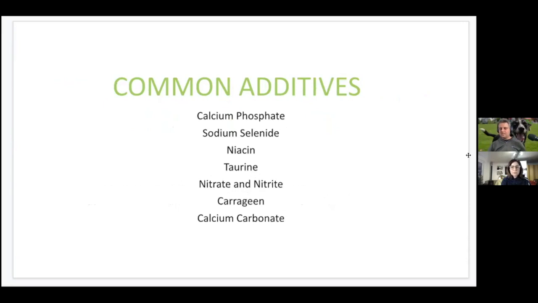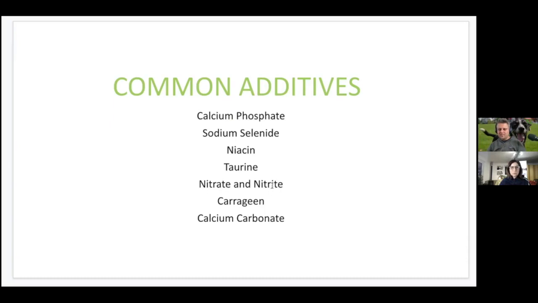So let's look at the common additives you will see on the labels. Calcium phosphate, we will talk about it. That's a very dangerous one. Sodium selenite, that's a dangerous one. Niacin, that's a useless one. Taurine, that's a very important one. We will talk about it, especially if the food says it's vegan or vegetarian. This becomes really important. But also all the grain-free foods that cause a lot of trouble with dogs and cats with cardiomyopathy. This is an important topic.